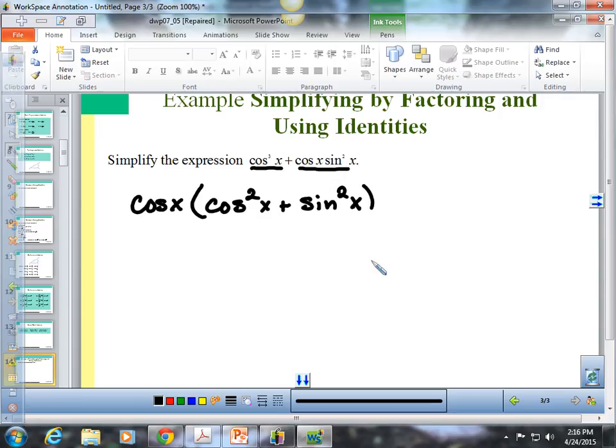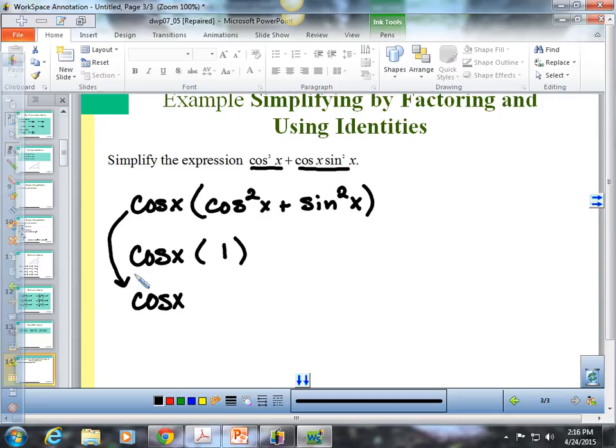And now, what do we have the possibility of? We now have the possibility of a Pythagorean identity because we have a square plus another square, right? And that happens to be the Pythagorean identity. What is cosine squared plus sine squared equal to? 1. So cosine x, and folks, that is an important step to show right there. You're showing your Pythagorean identity that you know that that's equal to 1. And then anything times 1 is cosine x.